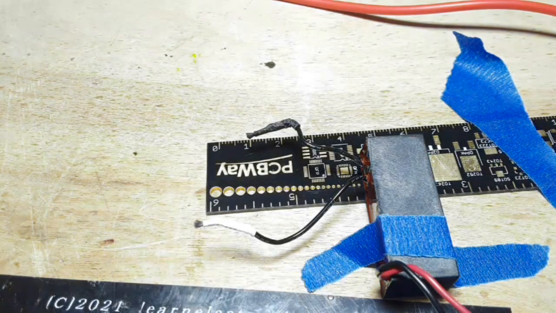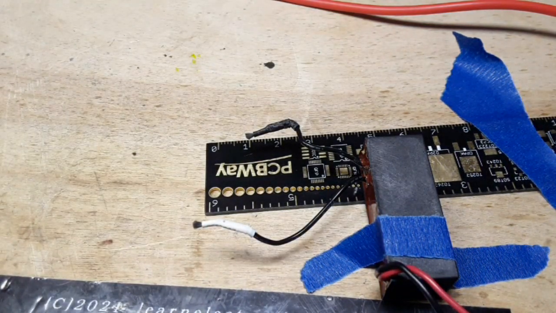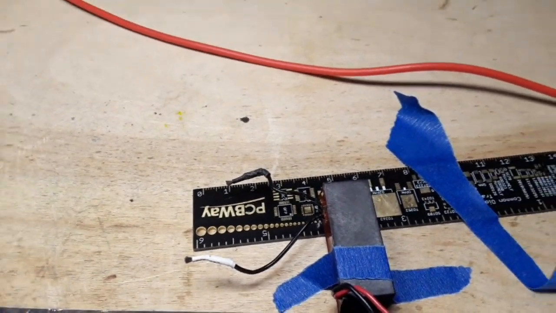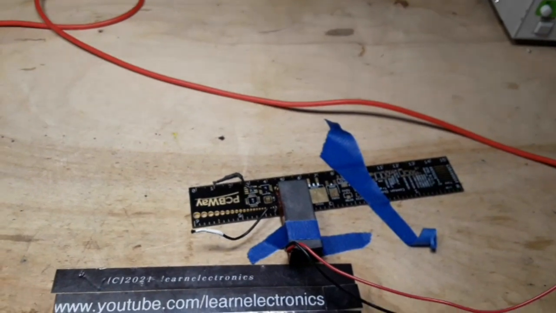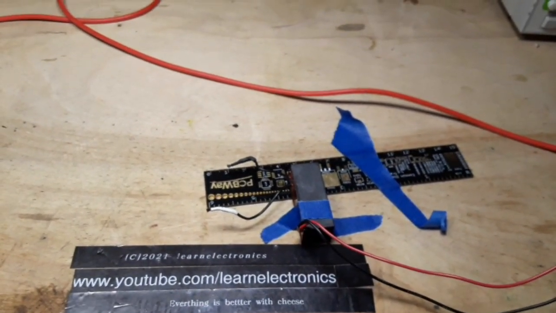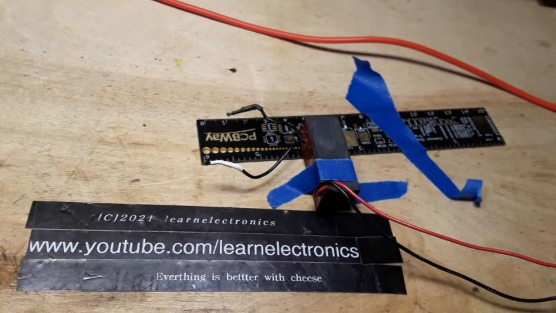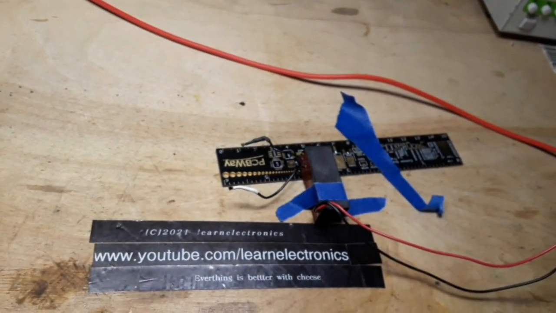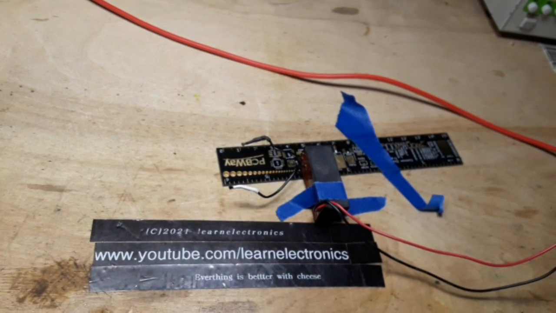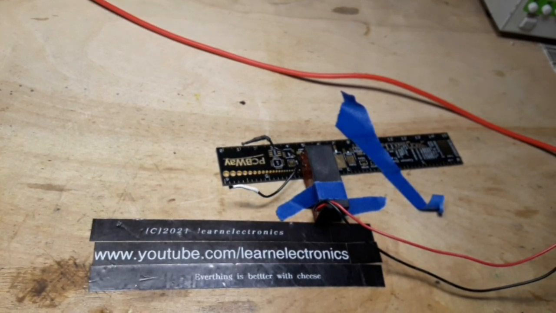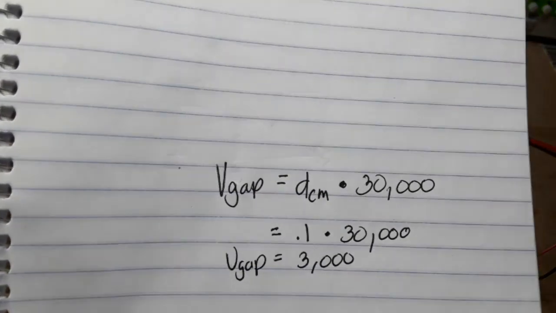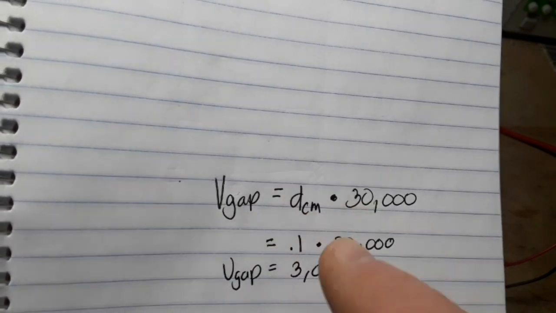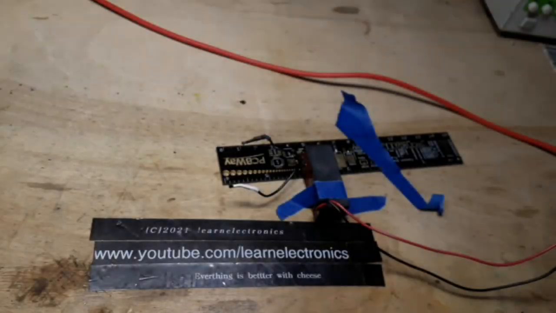Now, one thing to keep in mind is that once we have bridged the gap, the air is ionized. That's what an ionizer does. It uses corona discharge to ionize the air. But once we have breached that gap, the voltage required is much less. So we know we're looking at about 30,000 volts. And once again, there's your formula. The voltage across the gap is the distance in centimeters times 30,000.